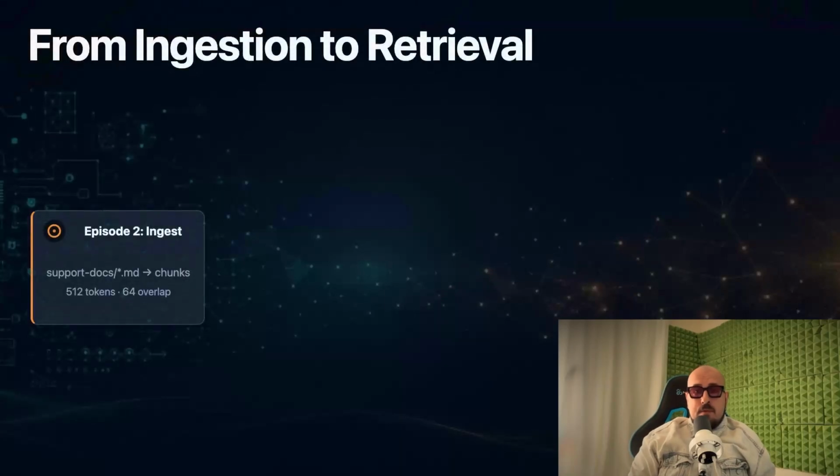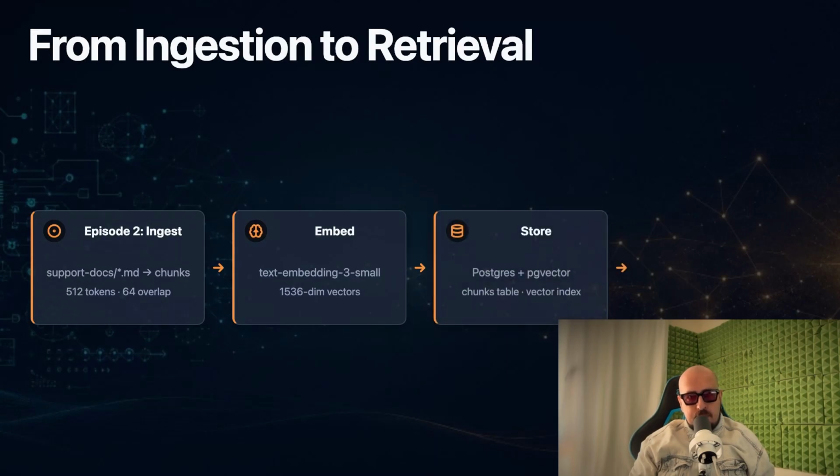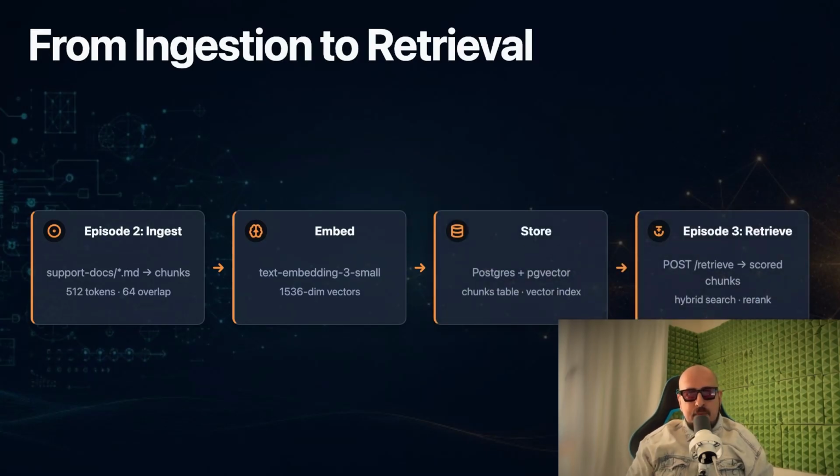In the last episode, we ingested support documents, chunked them, embedded them, and stored them in Postgres with pgvector. Now we build the retrieval layer that finds the right chunks when the user asks a question. I will show the results first, and then we walk through the 5 retrieval modules that make it work.